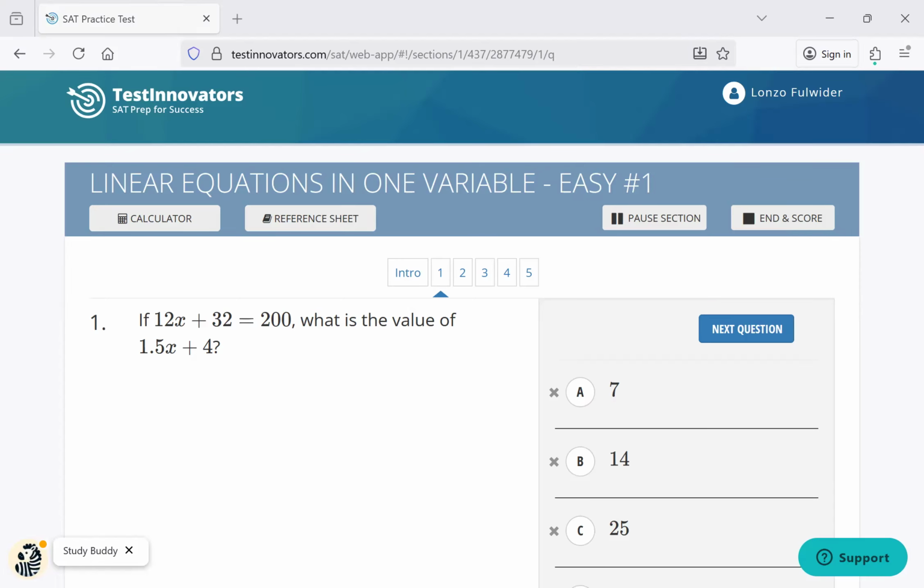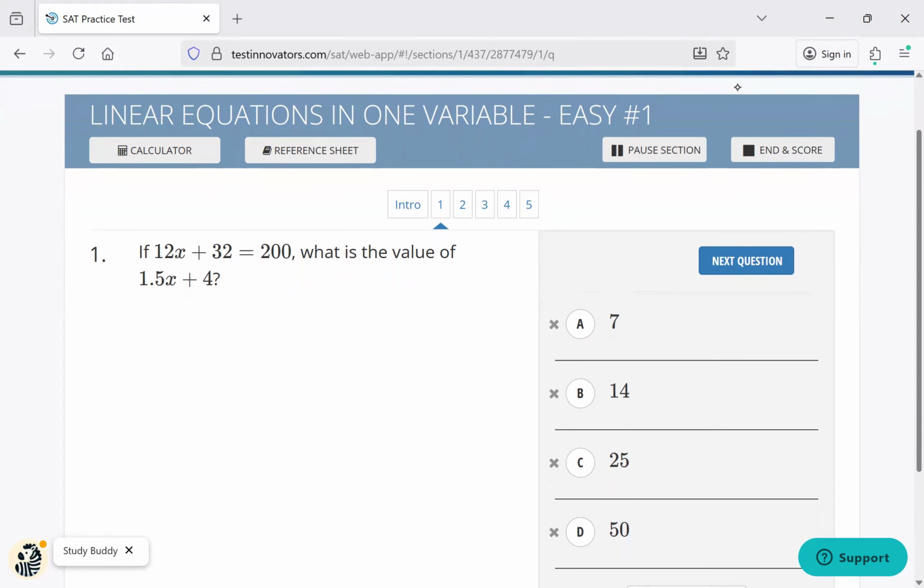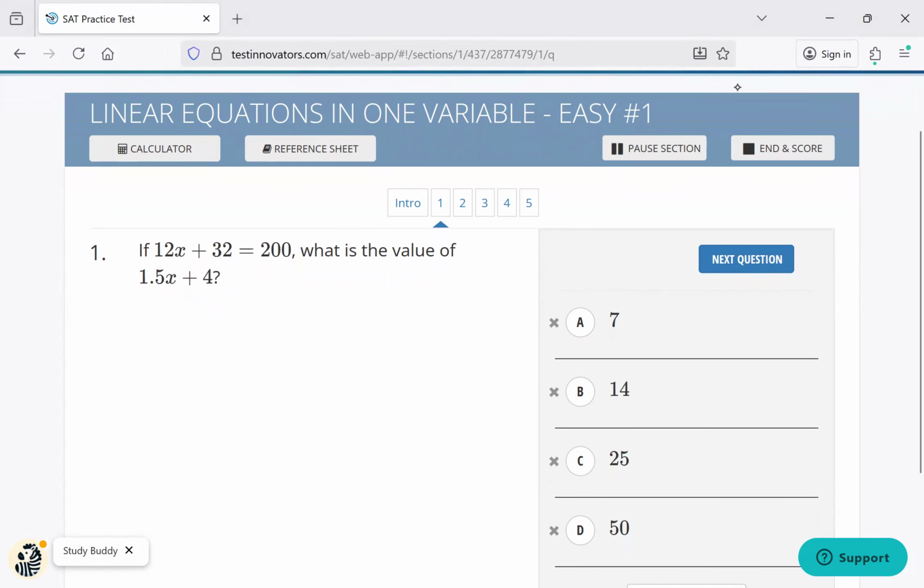Hello, this will be SAT practice exercise, and this will be linear equations in one variable. These will be easy examples. So let's just begin. On question one, if 12x plus 32 equals 200, what is the value of 1.5x plus 4?